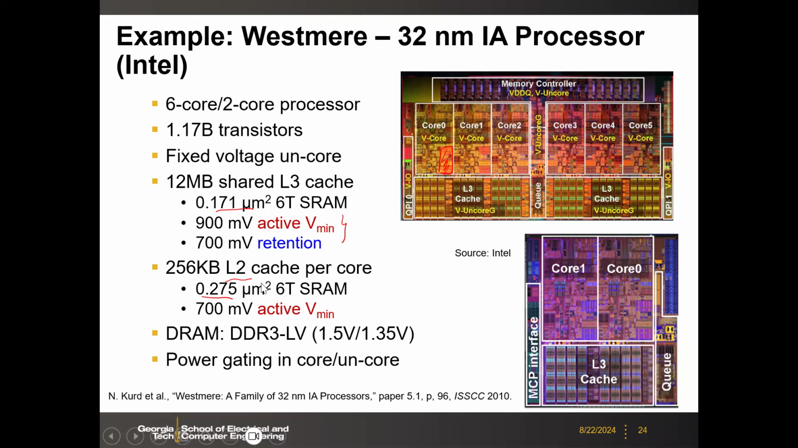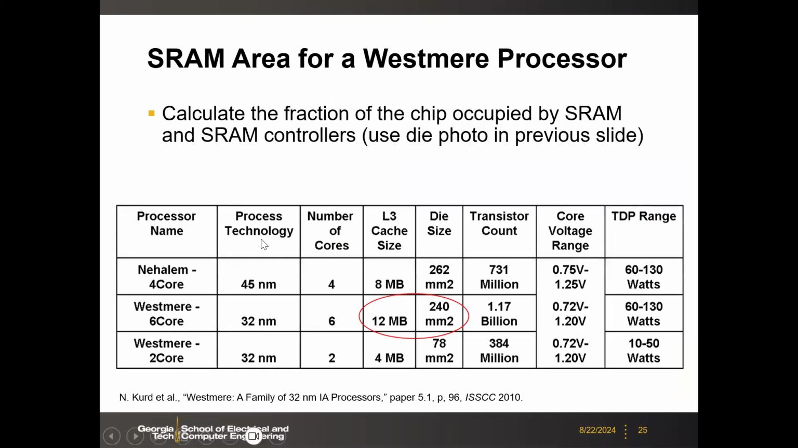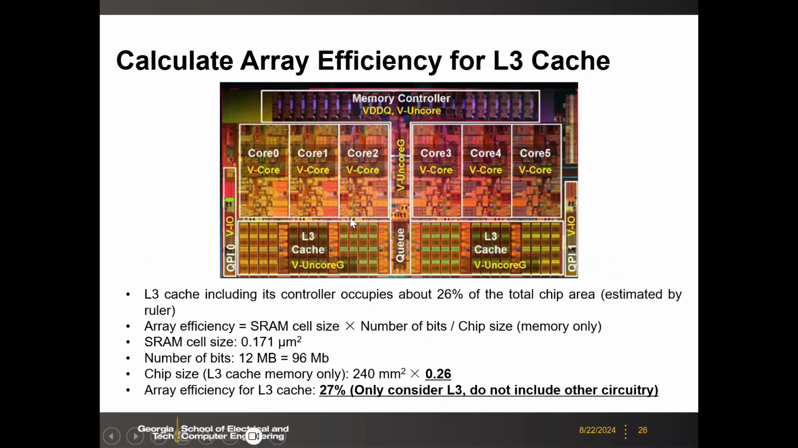Let's take a look at this 6-core processor in more detail. Here are some data sheets for this 6-core processor. Again, L3 cache, 12 megabytes in total. The total die size, that means the total processor silicon footprint, is 240 millimeter square. This includes the logic core, the memory controller for the DRAM control, and the L3 cache. So let's look at the L3 cache only.